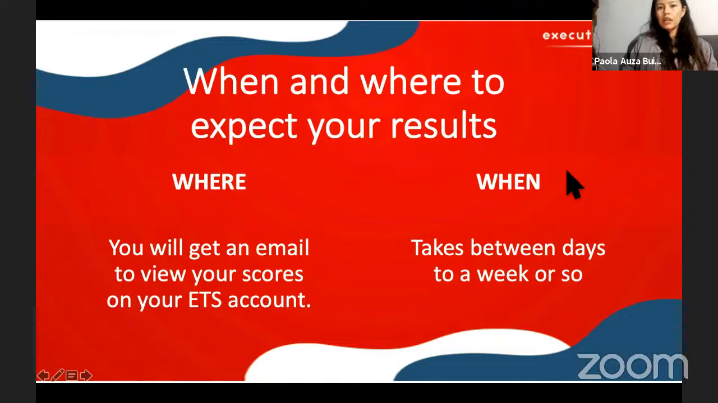When and where to expect the results? You will get an email to view your scores on your ETS account. And it takes between days to a week or so. ¿Ok?